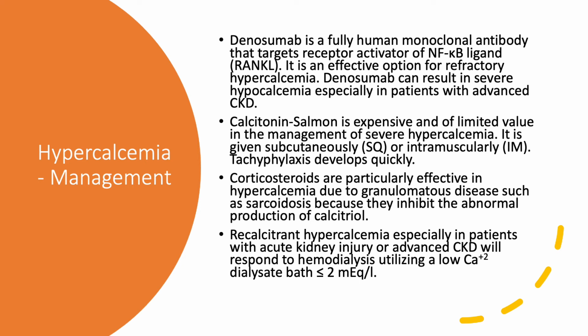Corticosteroids are magical if you have granulomatous disease like sarcoidosis. They inhibit calcitriol production. They work really well. Now, if you are really stuck, you have recalcitrant hypercalcemia, especially someone with advanced CKD or acute kidney injury, then you can use dialysis. You just lower the calcium bath, and dialysis is very effective.